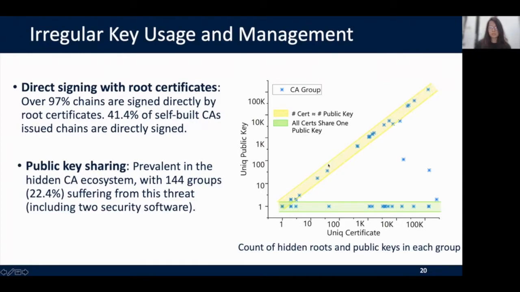Besides, we found 144 hidden groups share the same public key across all their hidden roots, which increases the risks of being compromised. Surprisingly, two security software have also been found making this mistake, sharing the same public key among more than 7,000 root certs they hold.